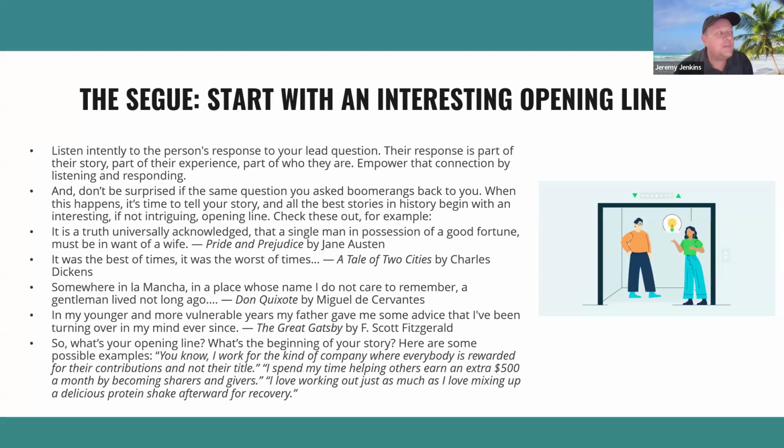And the best stories begin with an interesting, if not intriguing, opening line. For example: "It is a truth universally acknowledged that a single man in possession of a good fortune must be in want of a wife." That's from Pride and Prejudice by Jane Austen. Or "It was the best of times, it was the worst of times." That's from A Tale of Two Cities by Charles Dickens.